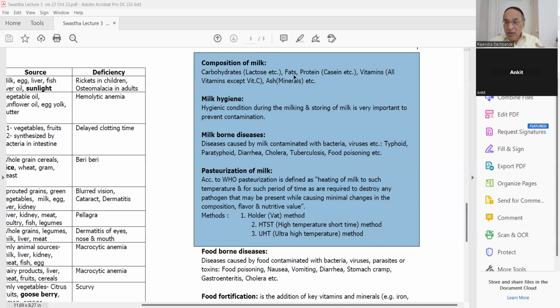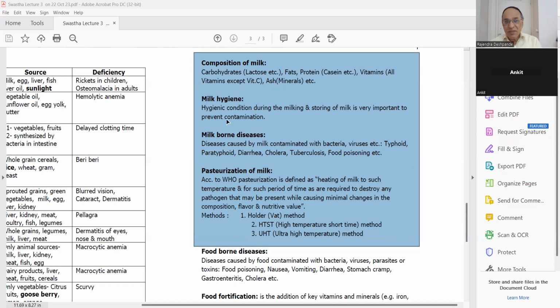Composition of milk: now in foreign countries, even in India, we get A2 milk. Without fat, with fat, lots of types are there. Protein, which protein is present? Casein. Some people have an allergy to this casein also. Vitamins: all vitamins except vitamin C. Vitamin C is not present in the milk. Then ash minerals are also present.